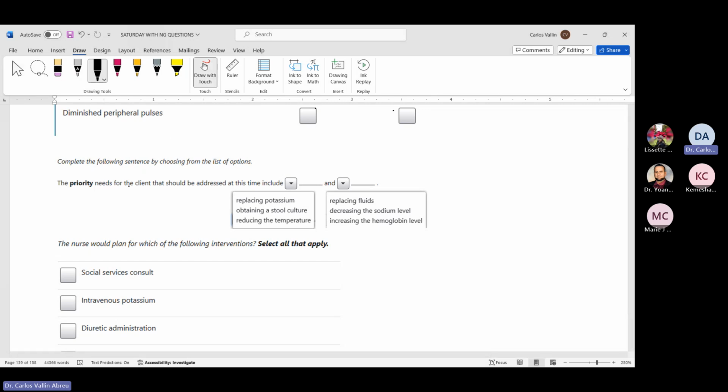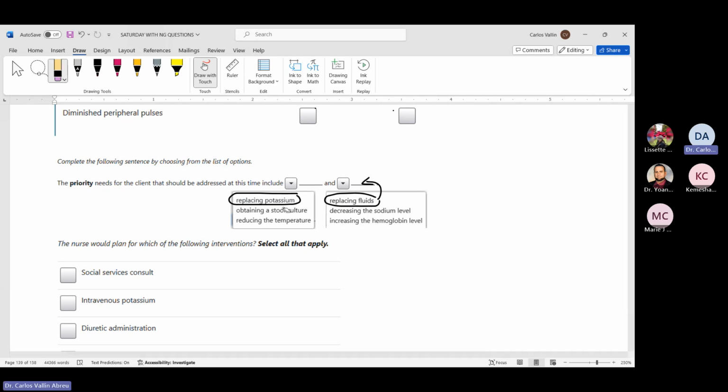The priority needs for the client that should be addressed at this time include: replacing potassium, obtaining a stool culture, reducing the temperature. Obviously the priority here is replacing the potassium. It is a big priority. And the other, replacing fluid, yes; decreasing the sodium level, decreasing the hemoglobin level, no. This is going to be corrected when you replace fluid. So the next is going to be this.